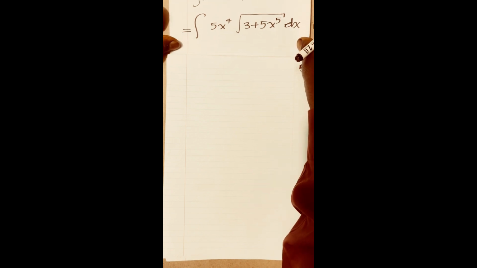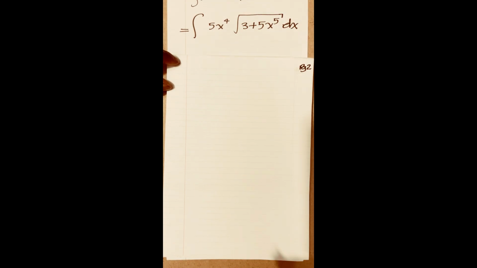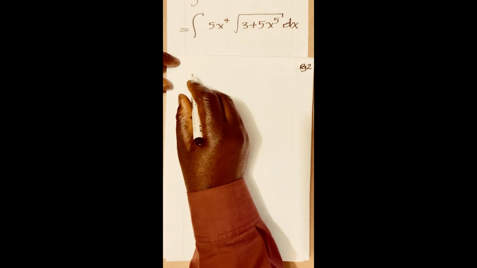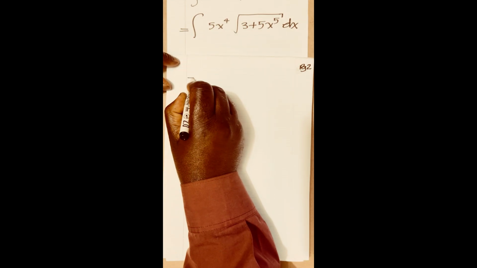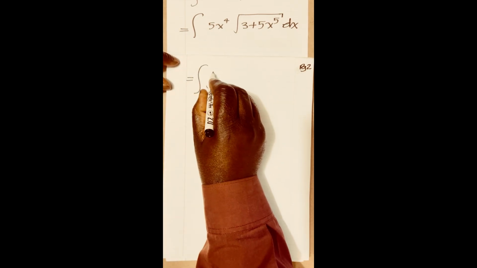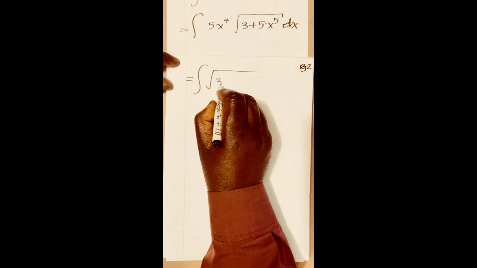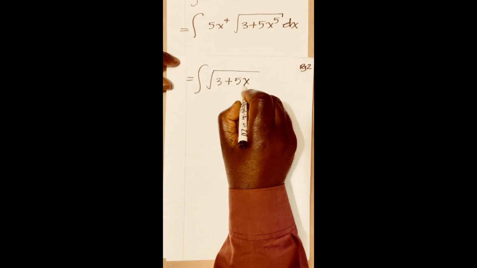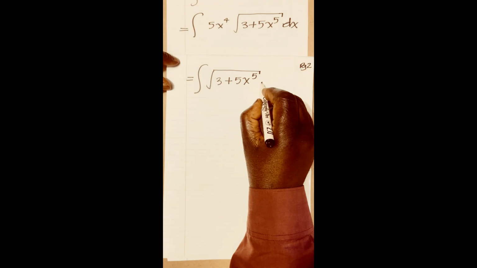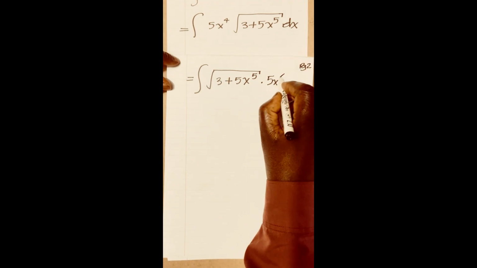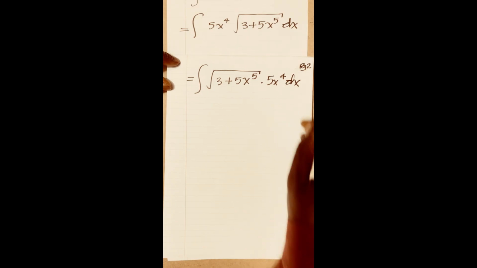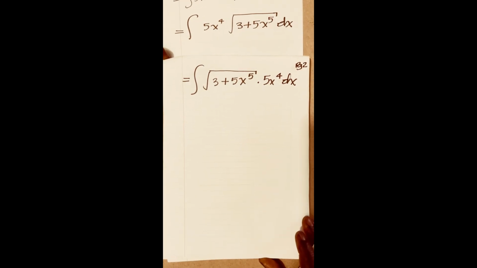So we're now going to say, let me move this page down so that it lines up with the page I'm just about to start writing on. Right. So what I'm saying to you now is that this integral that you see there is the same as the integral of the square root of 3 plus 5x to the power 5 times 5x to the power 4 dx. Nice. U-Substitution comes in handy now.